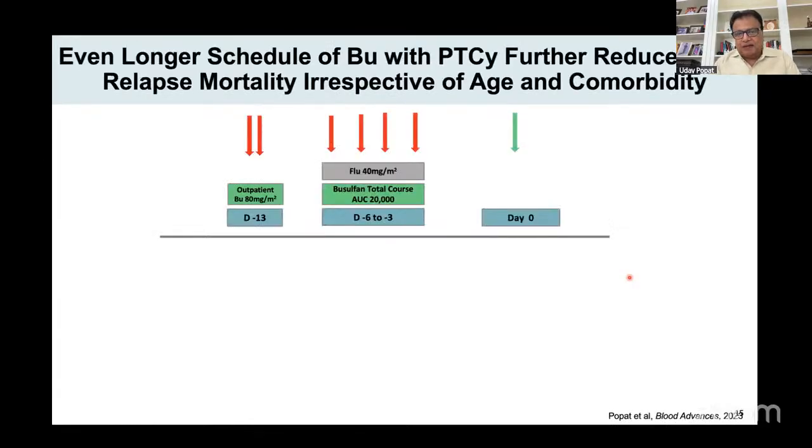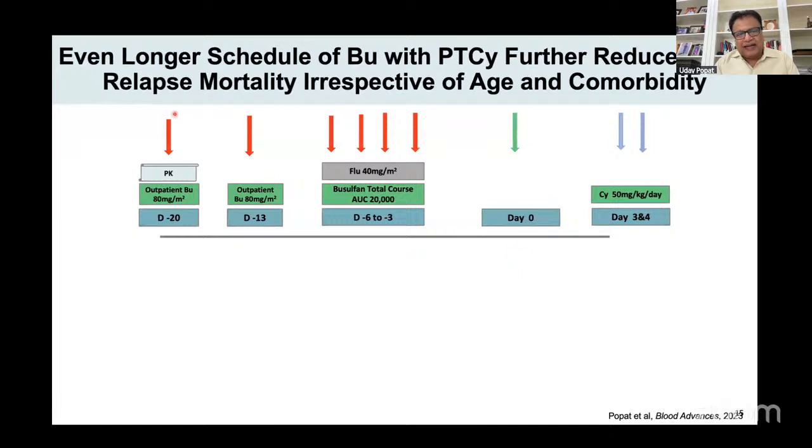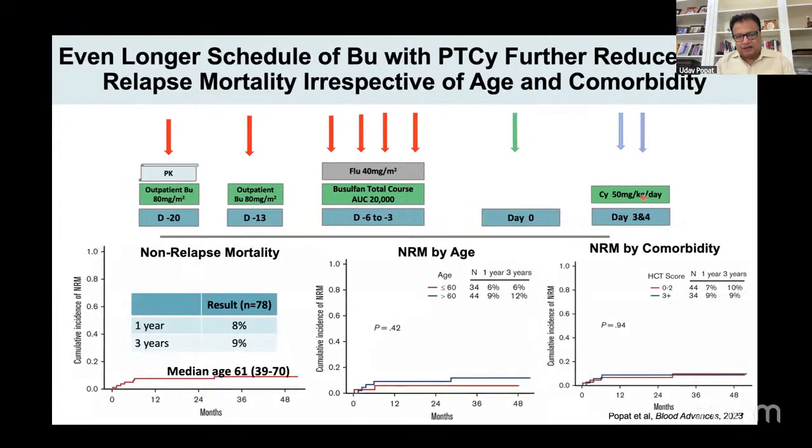Can you do better? So if the longer is better, we said, why not just move it even further out? So now you give a dose on day minus 20. And the day 0 is, of course, the day you give cells. You calculate the pharmacokinetic PKs and then you give the rest of the dose so that the total course exposure is area under the curve 20,000. We also started using post-transplant cyclophosphamide to further reduce non-relapse mortality in this group. And the candidates for this study were patients who needed reduced intensity transplant.